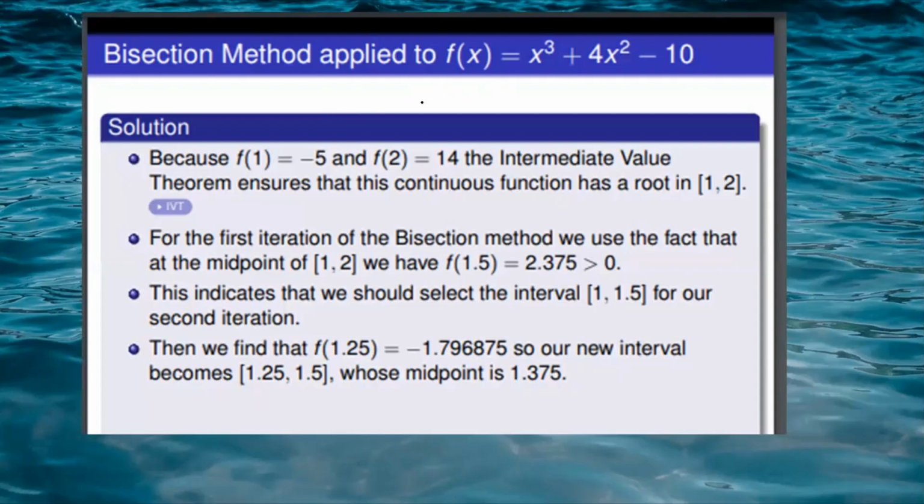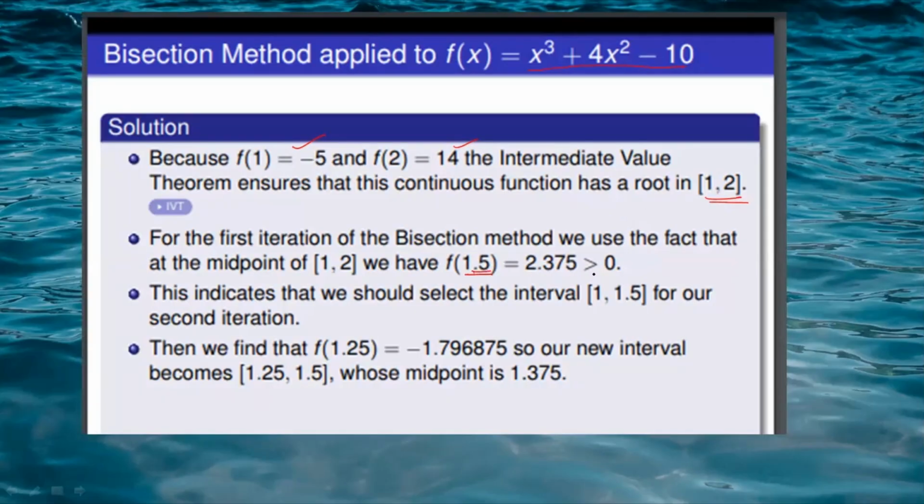Next, bisection method. Apply the bisection method and find the root of x cube plus 4x square minus 10. So f of 1 is -5, f of 2 is 14, two different signs. Therefore, the root lies between 1 and 2. Okay, bisect it. What is (1 plus 2) by 2?